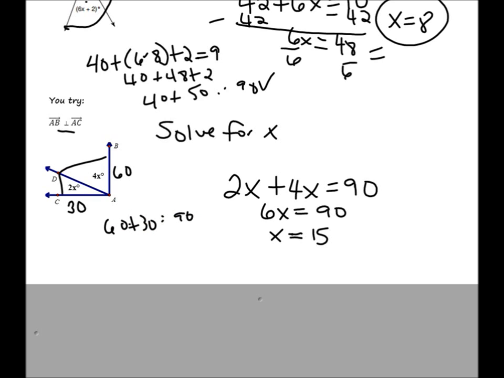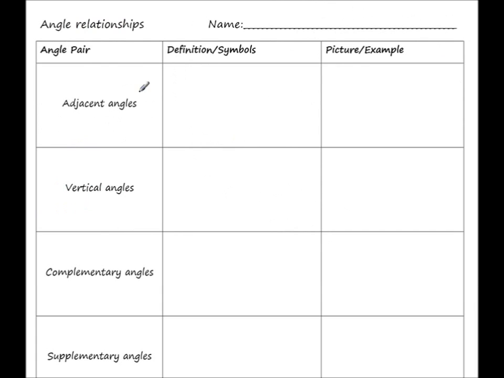Okay, so let's look back at your vocabulary chart. That's the end of the notes for now. If you want to go ahead and move on to the worksheet, now would be a good time. But I want to go back to these definitions and stuff.